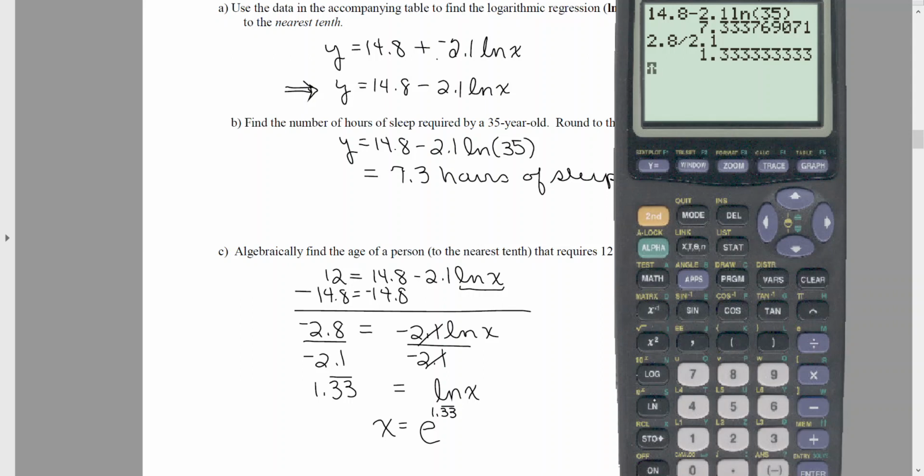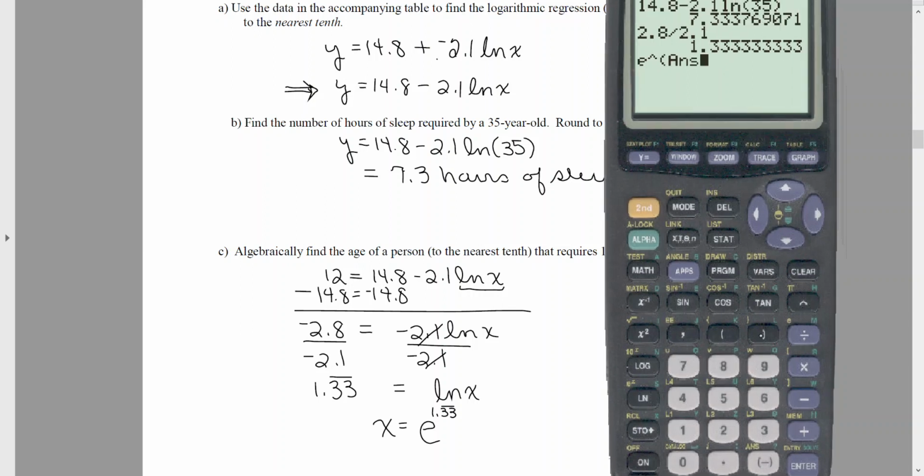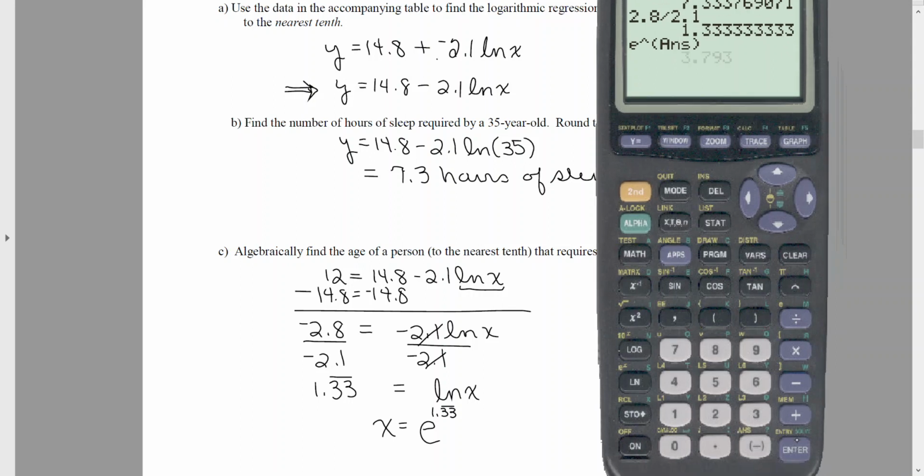So using my calculator, I already have this number completely on here, so what I'm going to do is just do second natural log to get the e, and then instead of typing 1.33333 all the way across, I can do second, and then if I come down here to the negate key where it says answer, it's going to paste the answer from above so that I don't have to type in 1.33333 all the way across, and then just hit enter. So about 3 point, and then if I round to the nearest tenth, I look at the hundredths place and see that I have to round up. So that's going to be about 3.8.